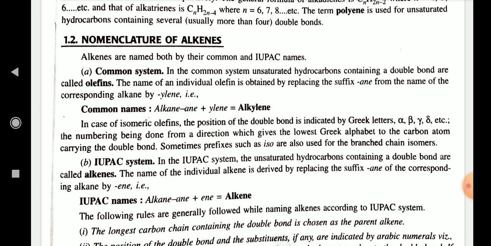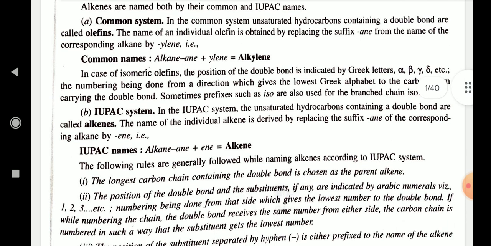In case of isomeric olefins, the position of the double bond is indicated by Greek letters alpha, beta, gamma, and delta, etc. The numbering is done from a direction which gives the lowest Greek alphabet to the carbon atom carrying the double bond. Sometimes prefixes such as iso are also used for the branch chain isomer.